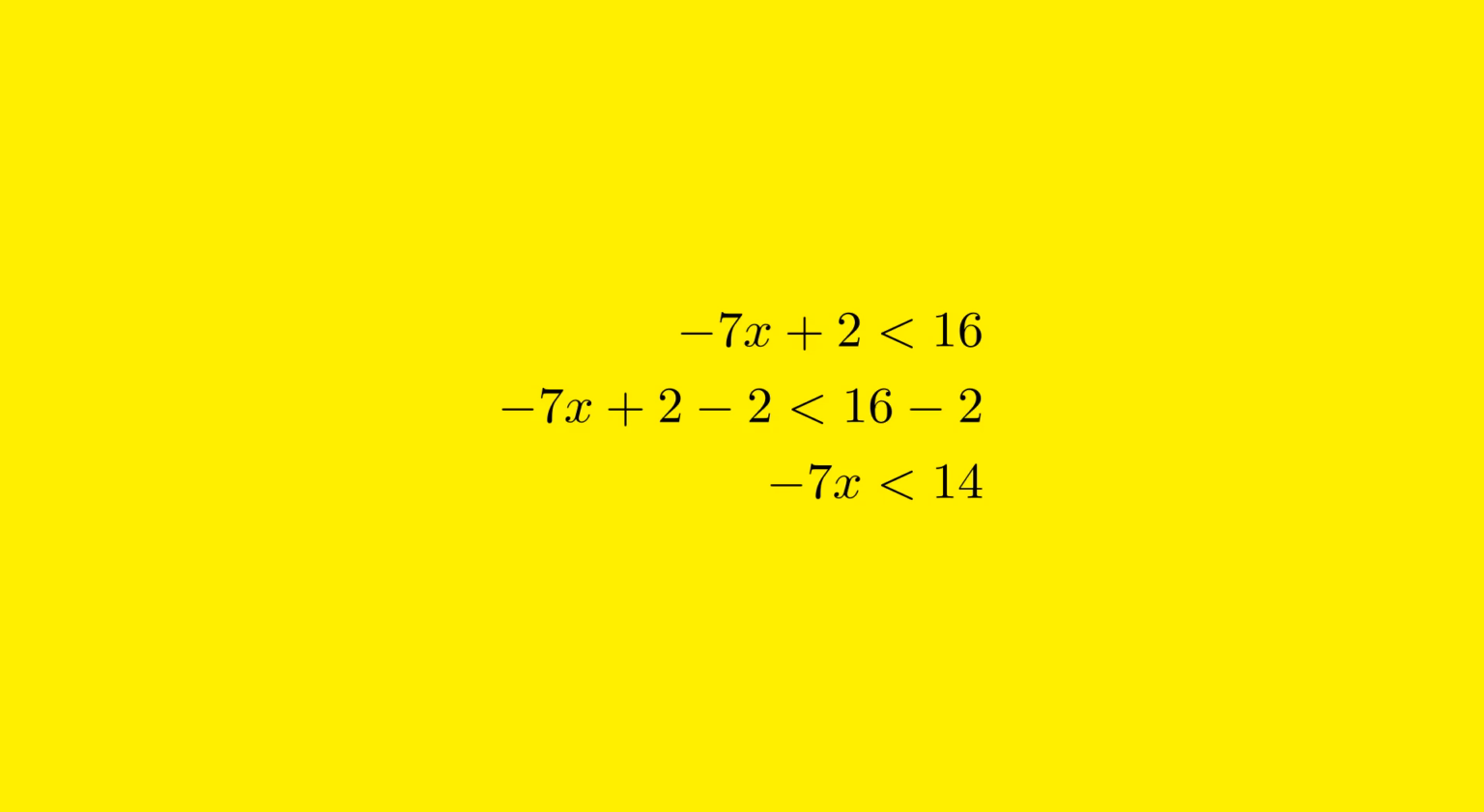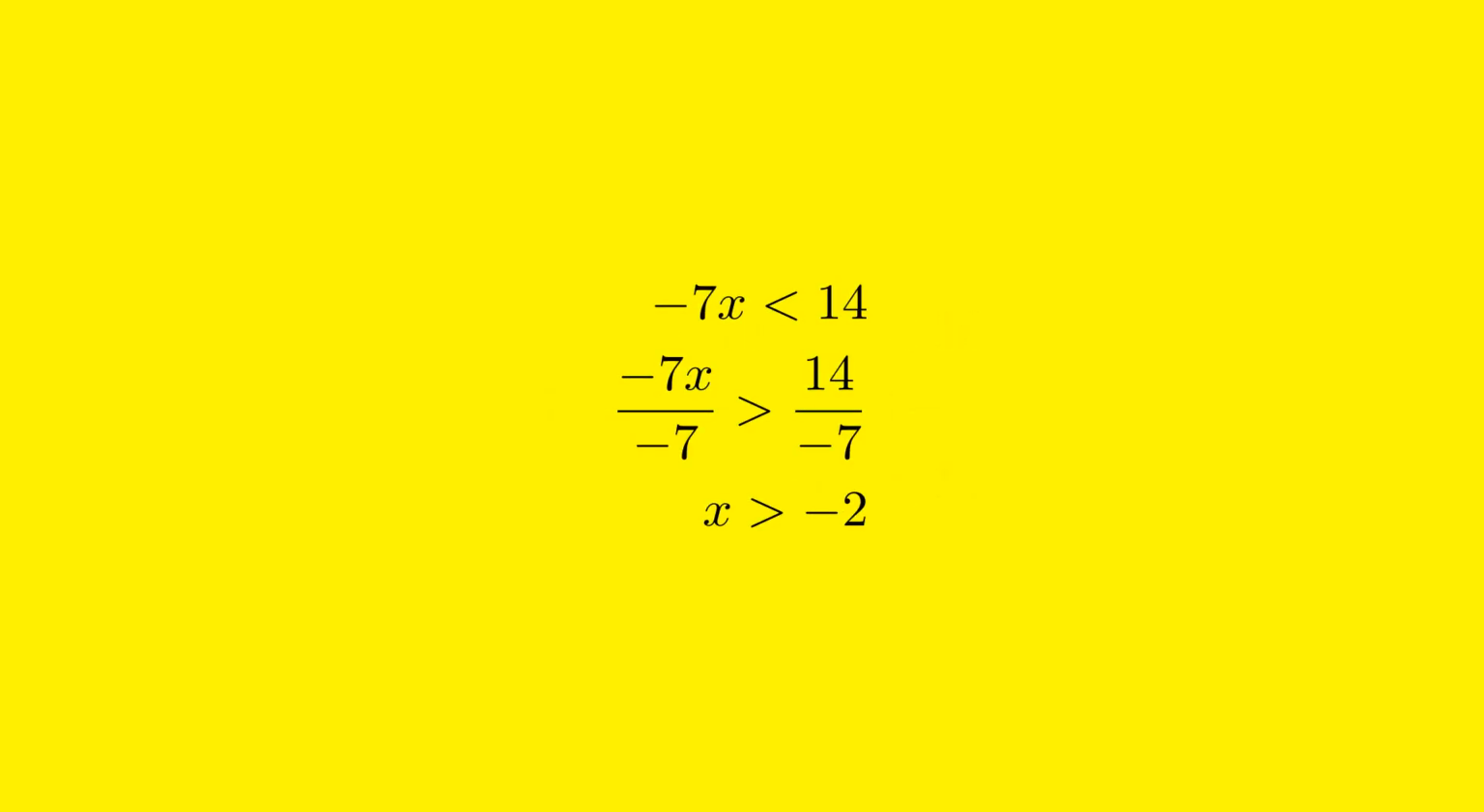In this step, we altered the inequality by removing the plus 2 from the equation, which simplified our inequality to -7x is less than 14. In interval notation, we have not yet completed the full solution, so we will not provide that notation until we isolate x in the upcoming steps.